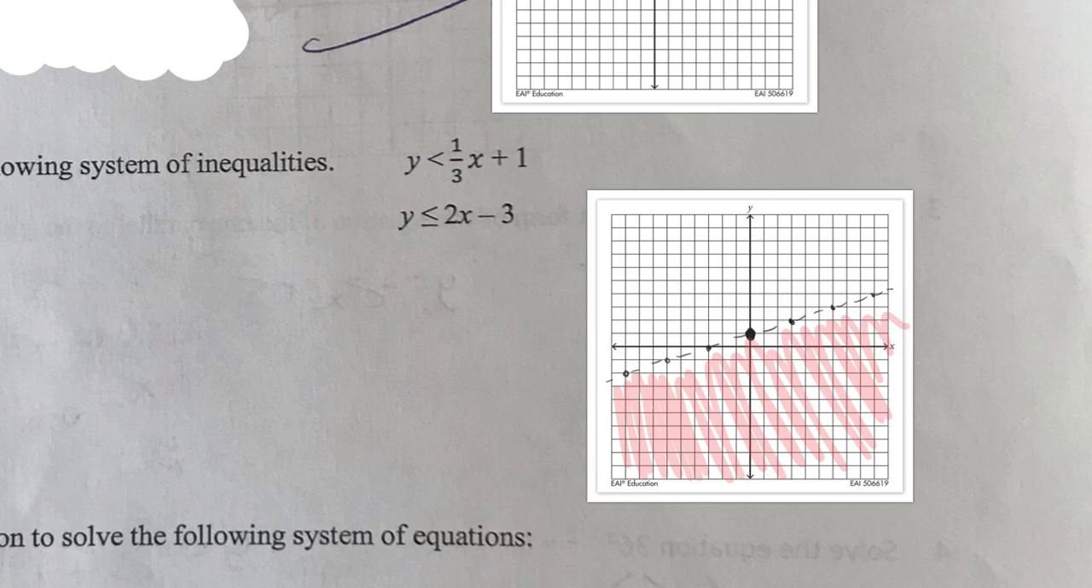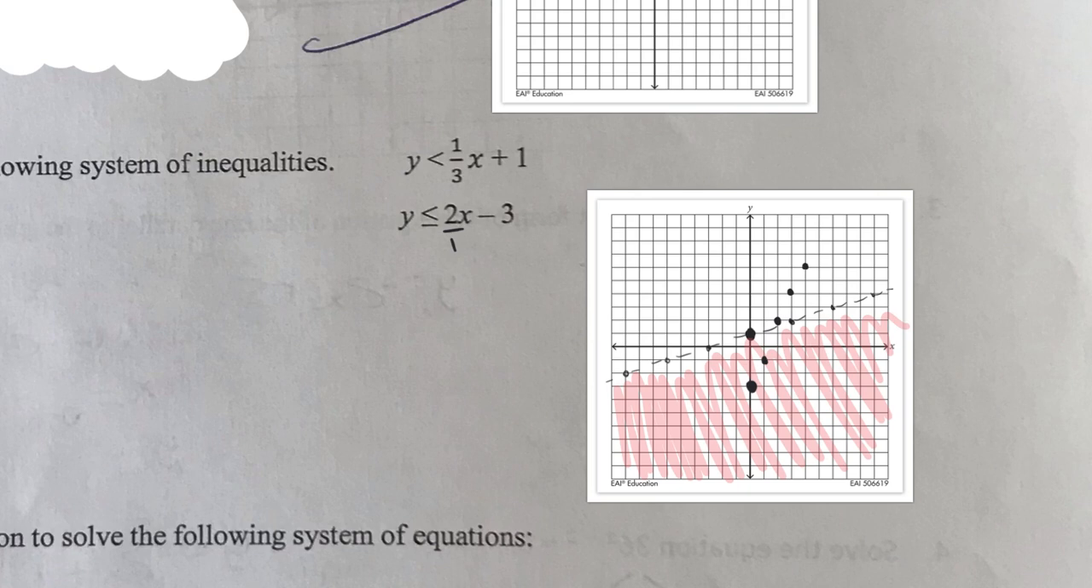Now, looking at this one over here, y is less than or equal to 2x minus 3. Okay, fine. Let's start with the minus 3 y-intercept, which is right here. There's secretly a 1 under there. That means the slope says we go up 2 over 1, up 2 over 1, and so on.